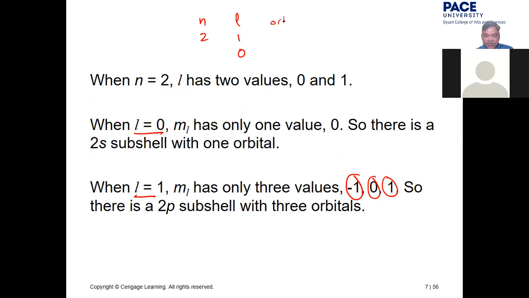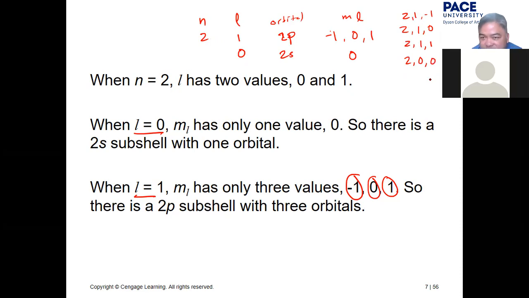And the designated orbitals that you have here will be 2s and 2p. And if you look at those orbitals, for the p you can have negative 1, 0, and 1. For the s, you only have 0. So if you combine the quantum numbers, how many sets of quantum numbers can you have? 2, 1, negative 1; 2, 1, 0; 2, 1, 1. And for the s orbital, you can only have 2, 0, 0 as the set of quantum numbers.